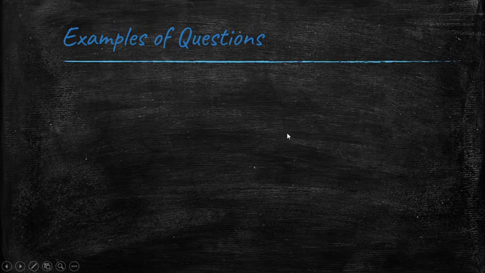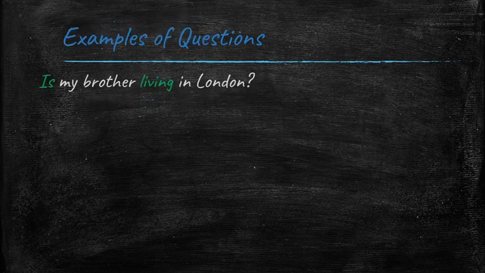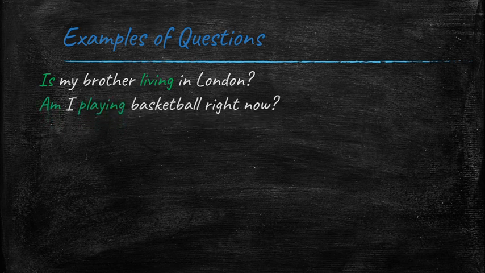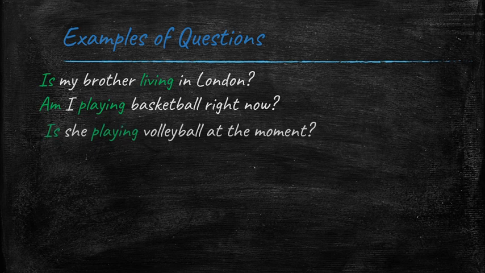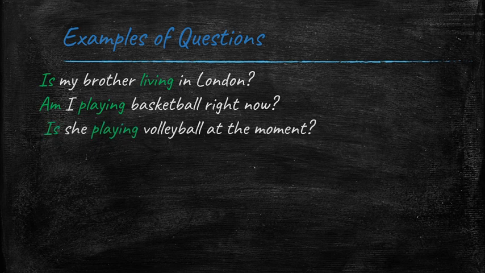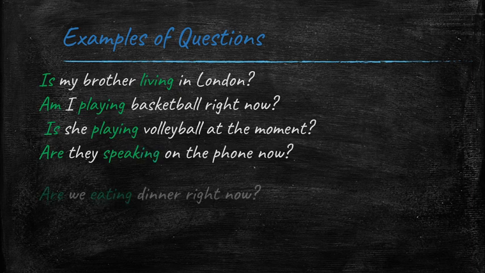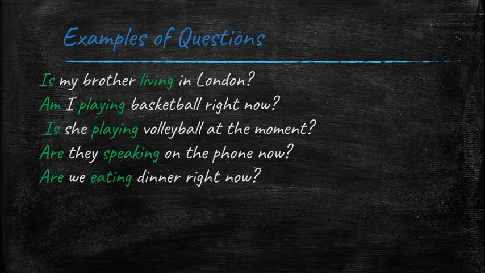Now let's take a look at some examples of the interrogative or question form. Number 1, is my brother living in London? Am I playing basketball right now? Is she playing volleyball at the moment? Are they speaking on the phone now? Are we eating dinner right now? Is it raining here?